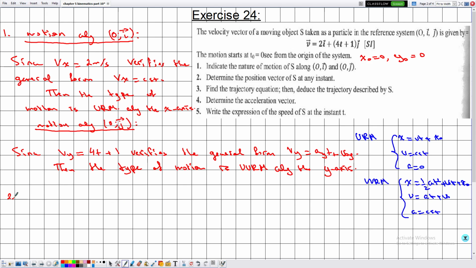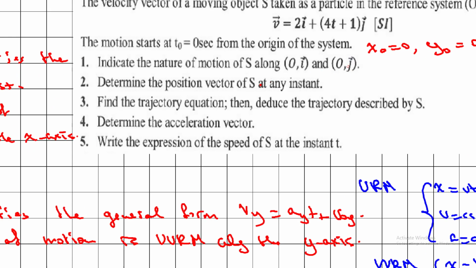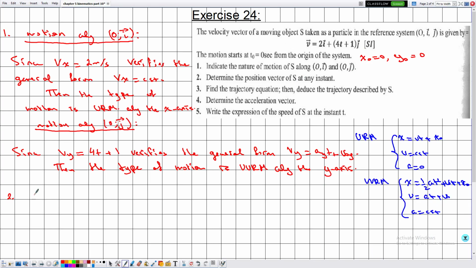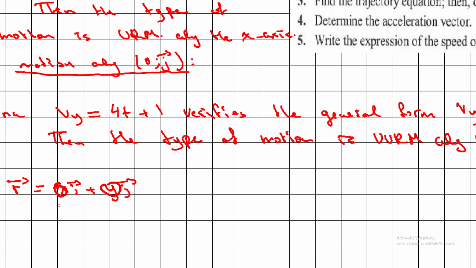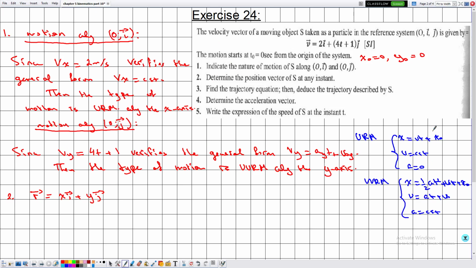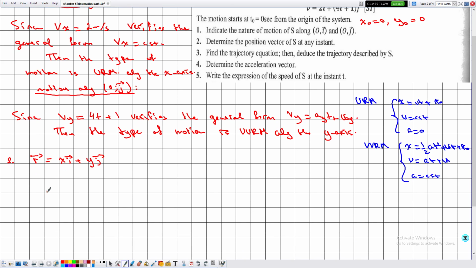so now in number 2 they are telling me to determine the position vector of S at an instant, and the position vector is given by R = xi + yj. In order to determine this position vector, we need to determine x and y explicitly as functions of time. So let's start with the x-axis.